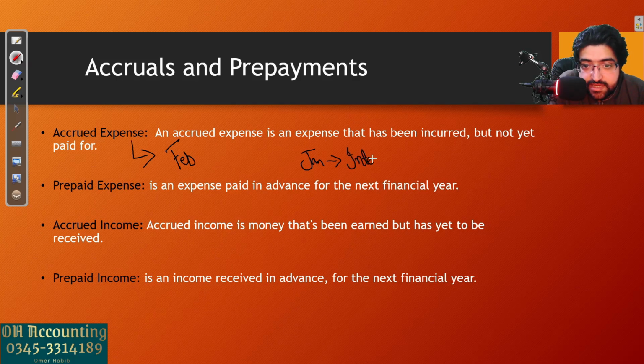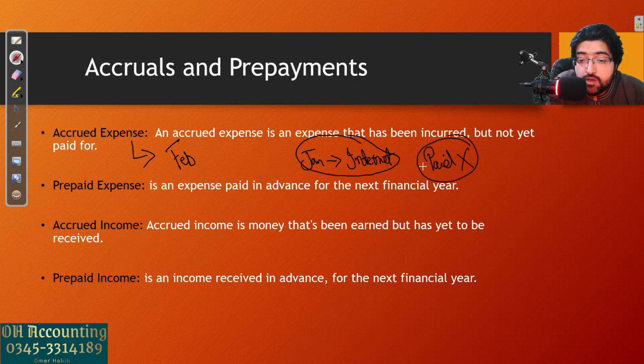Jan में हमने क्या किया है? हमने internet use किया है. ठीक है? We have used internet in the month of Jan, but we haven't paid for it yet. हमने इसको pay ही नहीं किया अभी तक. What is this for us? This is an accrued expense. We have used the service. We have not paid for it yet.